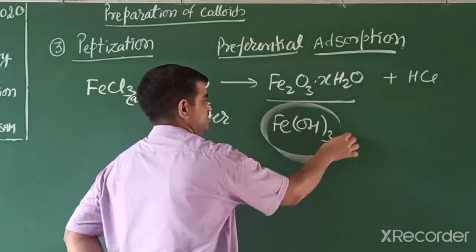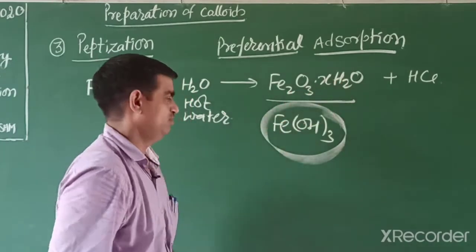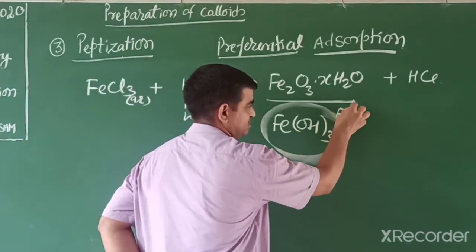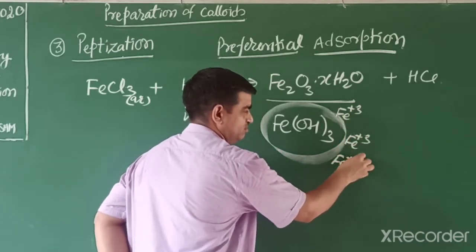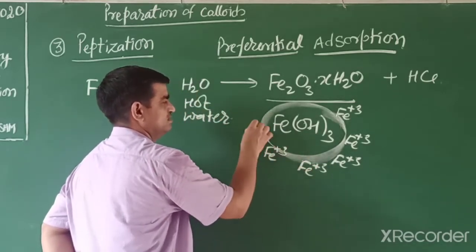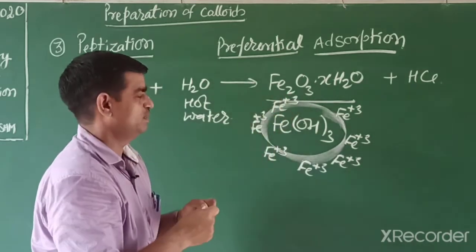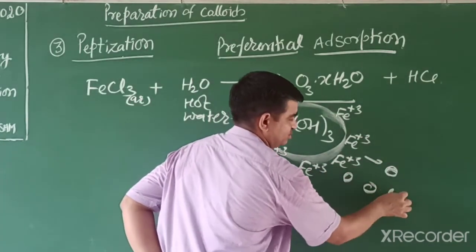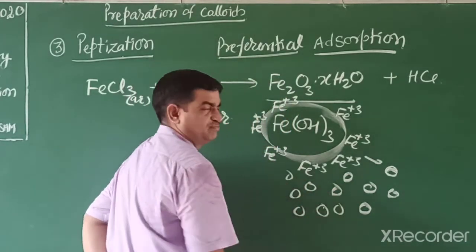In this precipitate molecule, ferric oxide hydrate, what happens? Ferric ions are adsorbed. Due to these ferric ions being adsorbed, this sol is positively charged. Due to the adsorption of only a single ion, that is the ferric ion, there is mutual repulsion because of the same charge. The large molecule dissociates into small atoms and molecules that convert into colloids. So this process is known as peptization.